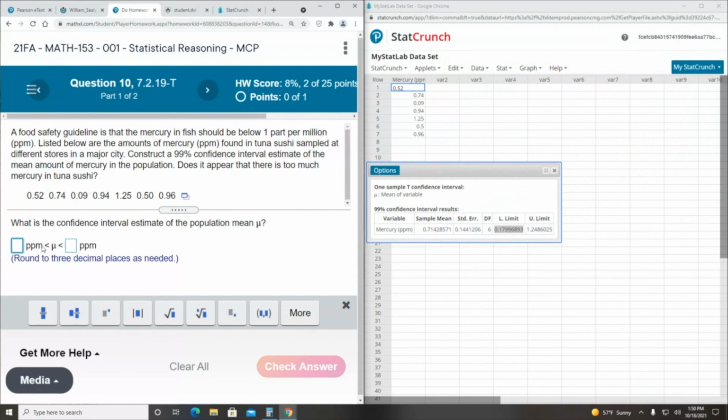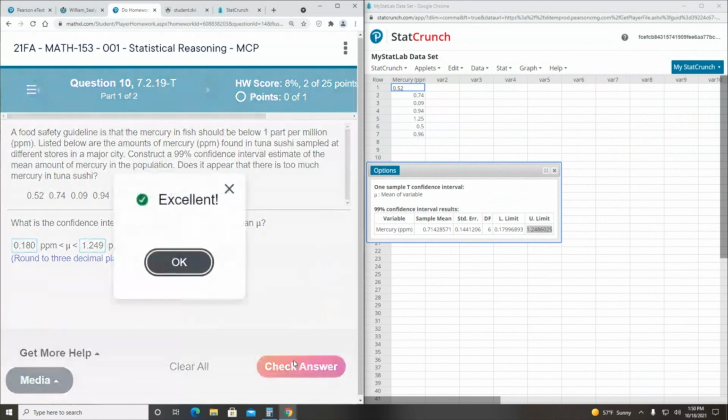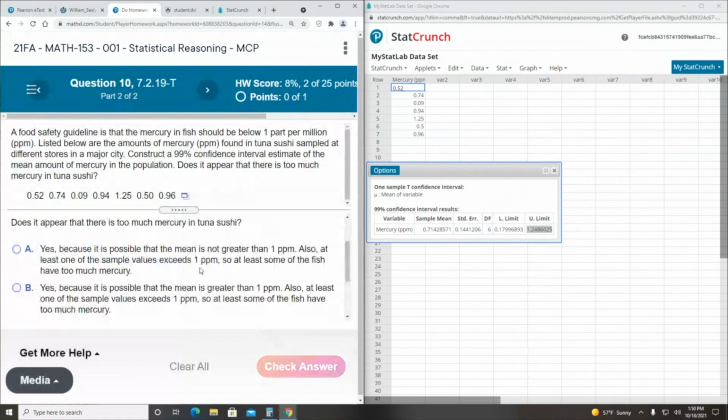So this turns into 0.180. And the upper limit turns into 1.249. I seem to have done that correctly.